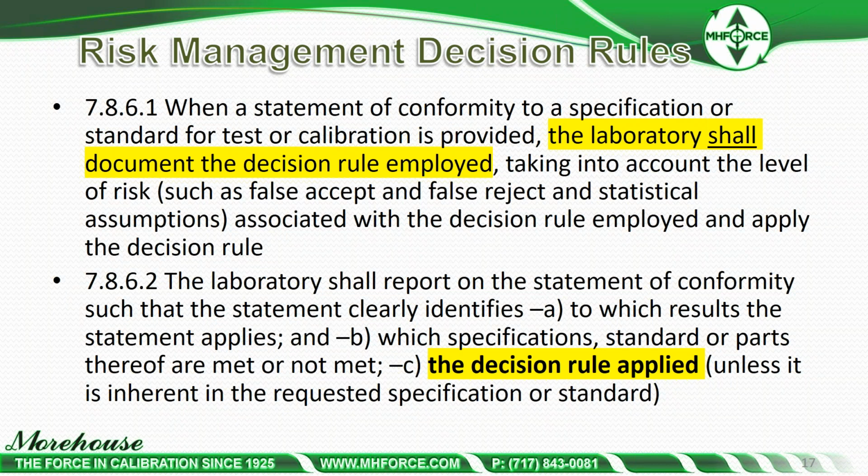There's several decision rules. We're going to talk about method 5 and method 6 today, specifically because we have that document, ANSI NCSLI Z540.3. We have that document in the appendix that we can follow. And then we have 7.8.6.2, the laboratory shall report on the statement of conformity such that the statement clearly identifies to which results the statement applies, which specifications, standard, or parts thereof are met or not met, and the decision rule applied, unless it is inherent in the requested specification or standard. So we're going to talk about this.